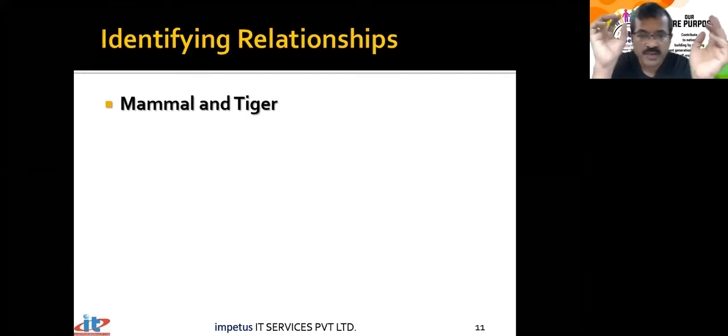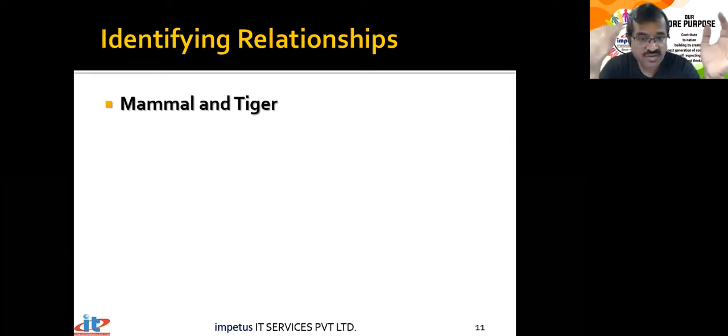So is there only one tiger in the world? Tiger itself is a design. Tiger is a description of that animal which has those claws, which has the canines, which has the striped body, and so on. So tiger itself is a class. It is inheriting all the properties of mammal. So tiger is a class. This tiger and that tiger is an object of the class. So tiger is not an object.